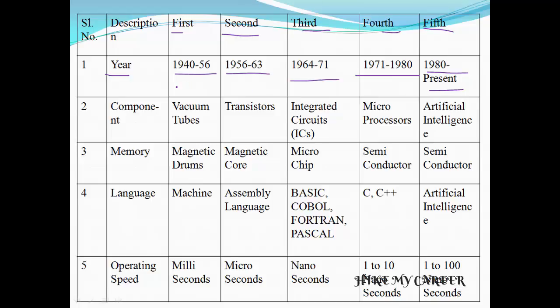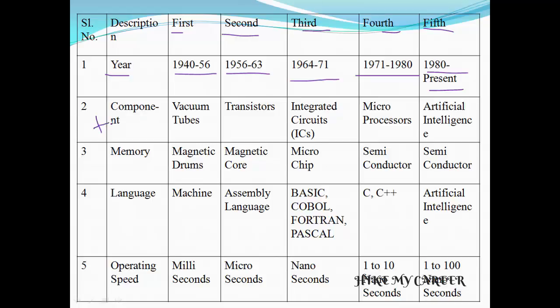So this is very important. The year is 1942-56 for first generation. Next, second generation is 1956 to 63. Third generation is 1964 to 71. Fourth generation is 1971 to 1980. Fifth generation is 1980 to present.